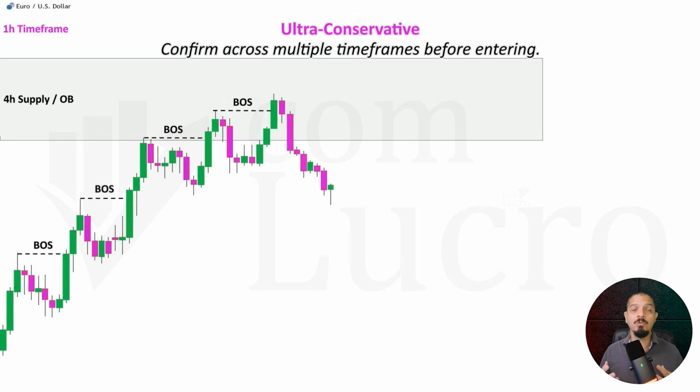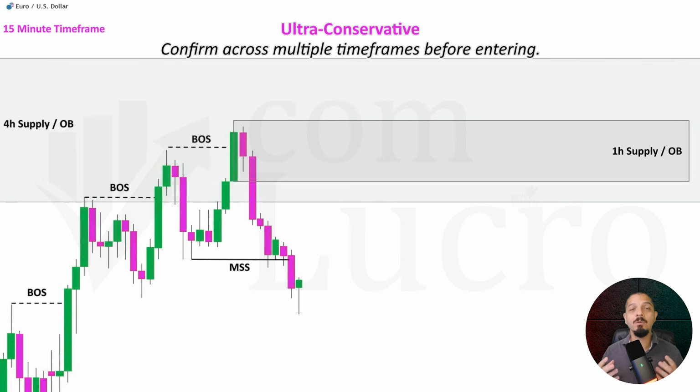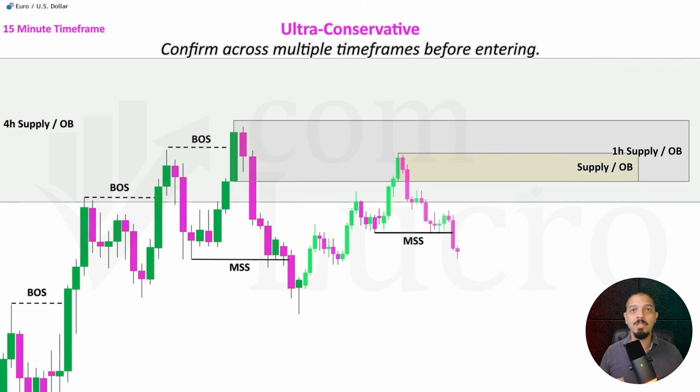After confirming this structural shift on the 1-hour time frame, the ultra-conservative process begins. First, identify the supply zone created by the bearish change of character move. Then move down to the 15-minute time frame and wait for price to tap into that 1-hour supply zone and form another change of character. Next, mark the order block formed on the 15-minute chart.